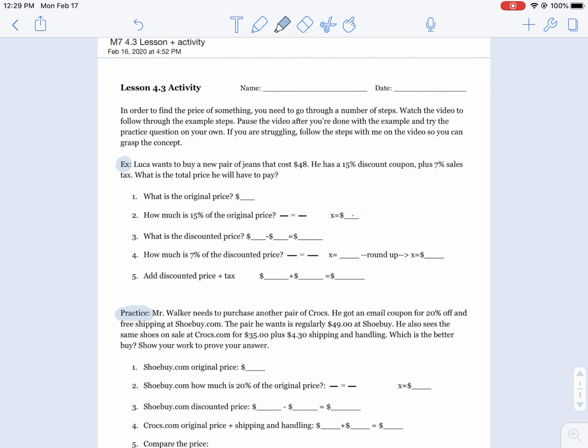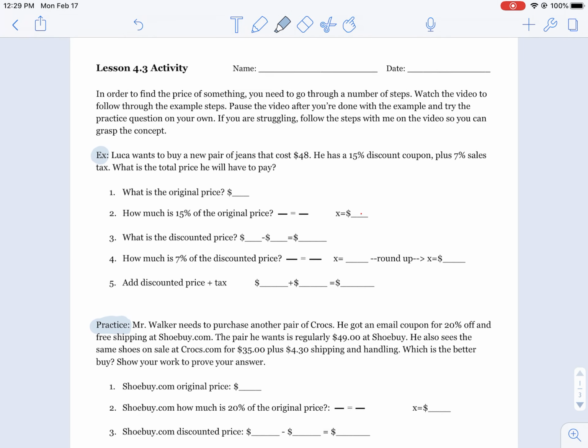First example. Luca wants to buy a new pair of jeans that cost $48. He has a 15% discount coupon plus 7% sales tax. What is the total price he'll have to pay? So this is very relevant because every time you go to a store for whatever holidays, you go shopping, they have some sort of discount, but then you also have to add sales tax to the discounted price.